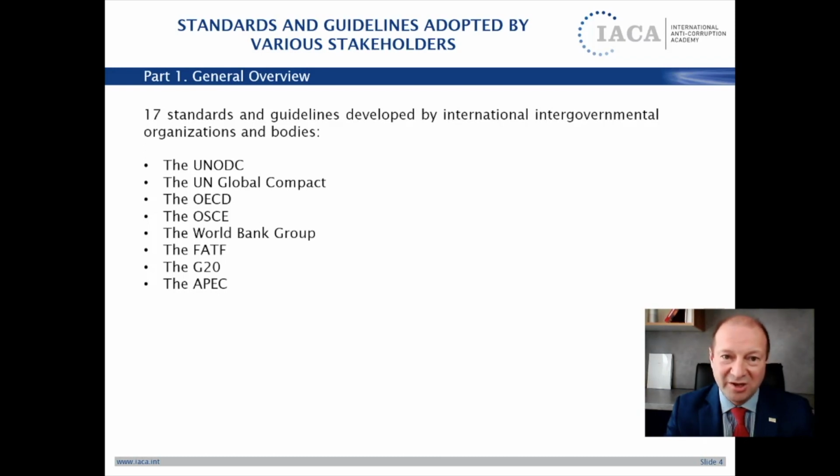There are 17 standards and guidelines published by intergovernmental organizations and bodies: the UNODC, the UN Global Compact, the OECD, the OSCE, the World Bank Group, the FATF, the G20, and the APEC. I wouldn't say that, for example, the OECD guidelines are more important than the UNODC guide. There is no hierarchical system of international anti-corruption compliance standards and guidelines.